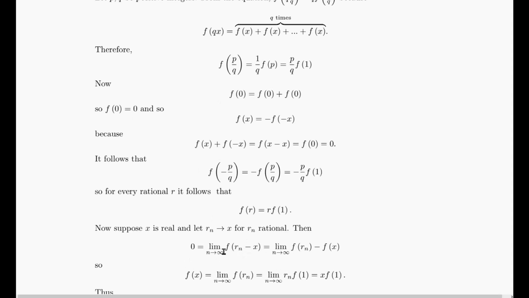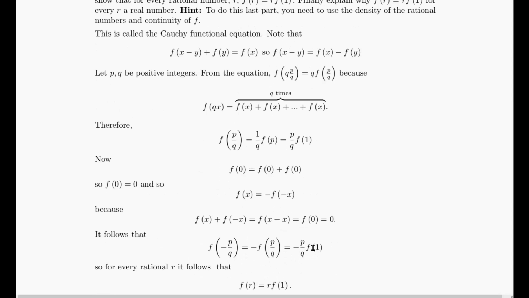So if I look at this, it's the limit as n goes to infinity of f of r sub n minus f of x. And remember, we had that up there. So that says that f of x is the limit as n goes to infinity of this, which is the limit as n goes to infinity of r sub n times f of 1. Well, r sub n converges to x, so this is equal to that. And that tells me that this is the form that the function must have.